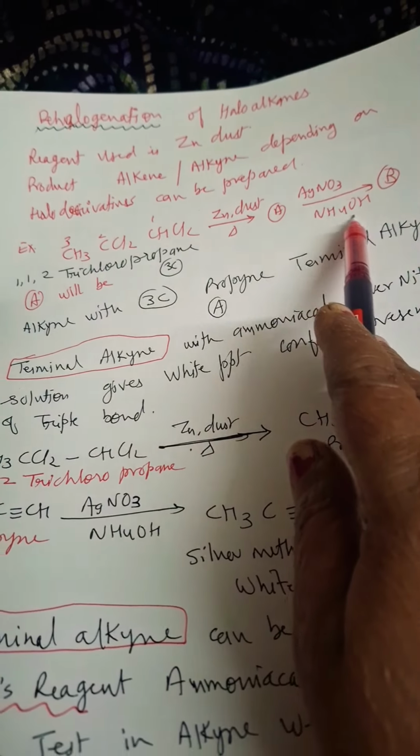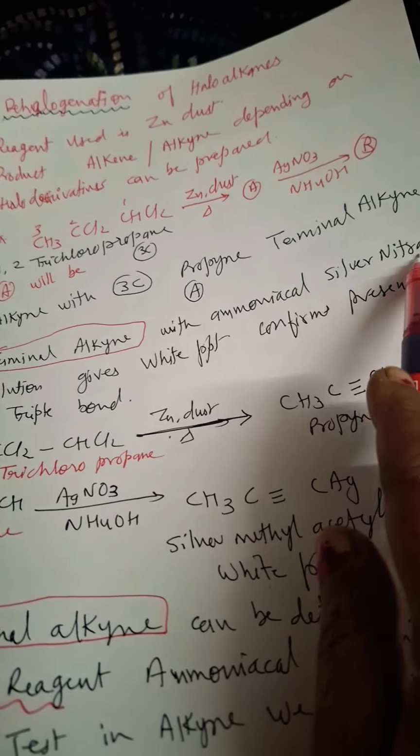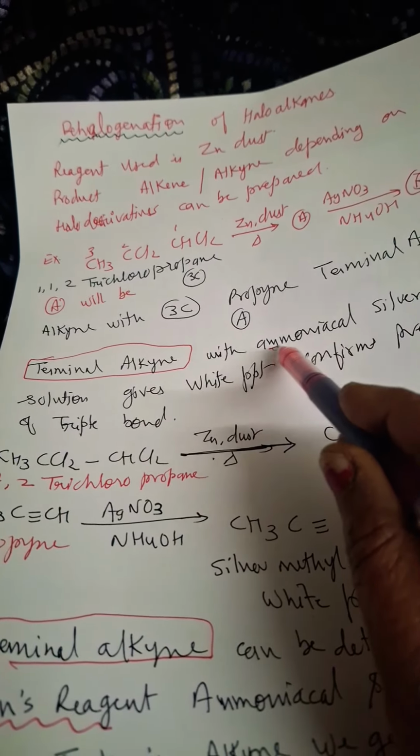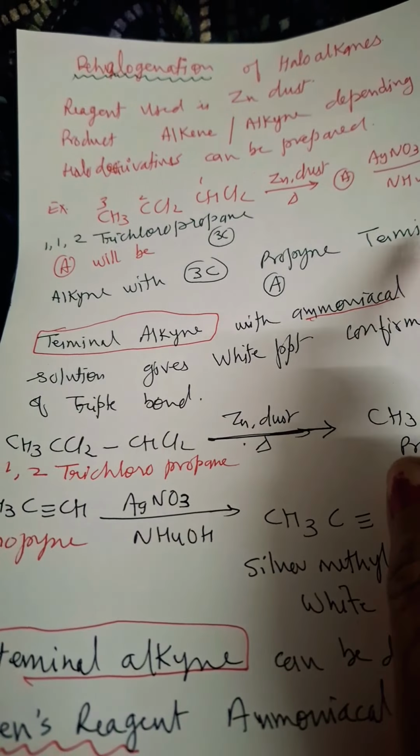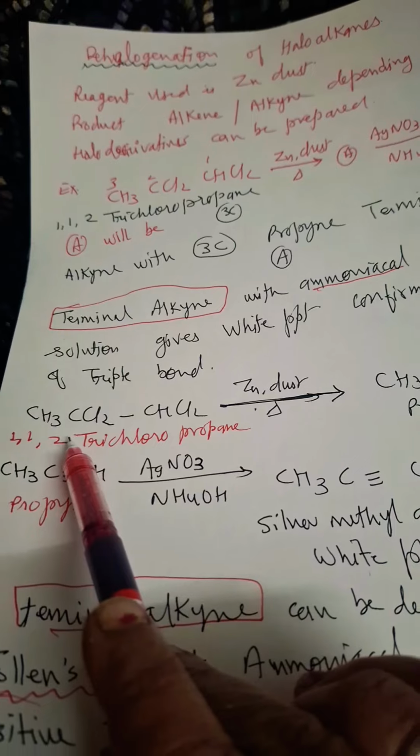So what is AgNO3 and ammonium hydroxide? This is Tollens reagent. It is also called ammoniacal silver nitrate solution. We will get a white precipitate when a terminal alkyne is there. So here I have given you an example.